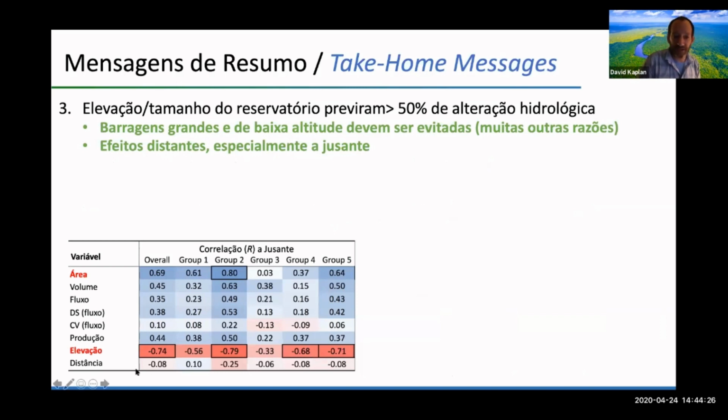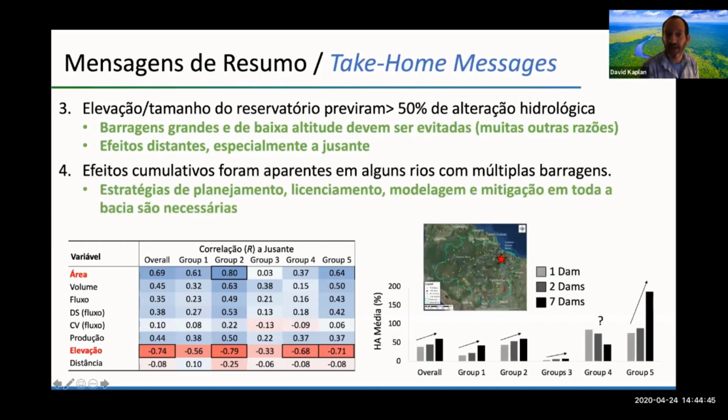Another thing I didn't mention is that we would expect distance, how far away you are from the dam, to be a strong predictor of reduced hydrologic alteration. We see that these effects are clear 100 to 200 kilometers, particularly downstream of a dam. So there are very distant effects that need to be considered and mitigated. And finally, cumulative effects were apparent. So again, strategic planning at the watershed scale for licensing, mitigation, and even just for the modeling we're attempting to do is really strongly necessary.